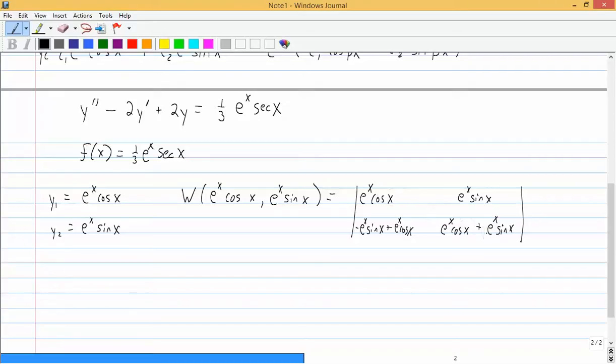So cross multiply. We'll get e to the 2x cosine squared x plus e to the 2x sine x cosine x. That's what I get if I take this term and multiply times both of those terms. Then I say minus, and I multiply the other diagonal. That's going to be negative e to the 2x sine squared x plus e to the 2x sine x cosine x.